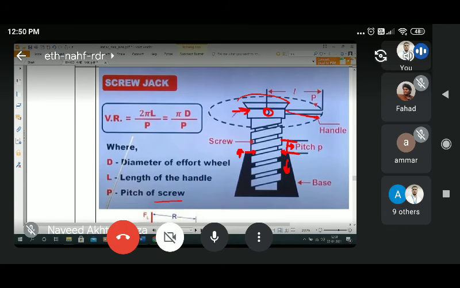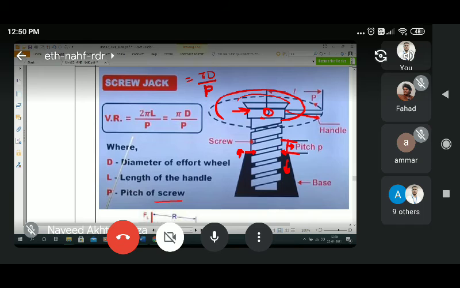And the velocity ratio, you can know that at the moment of this effort, we are applying the effort. Okay, so what is effort? You know the circumference of your circle, if you complete one round, that is pi d, and divide by pitch, that is, one rotation of this pitch is nothing but lifting the load.